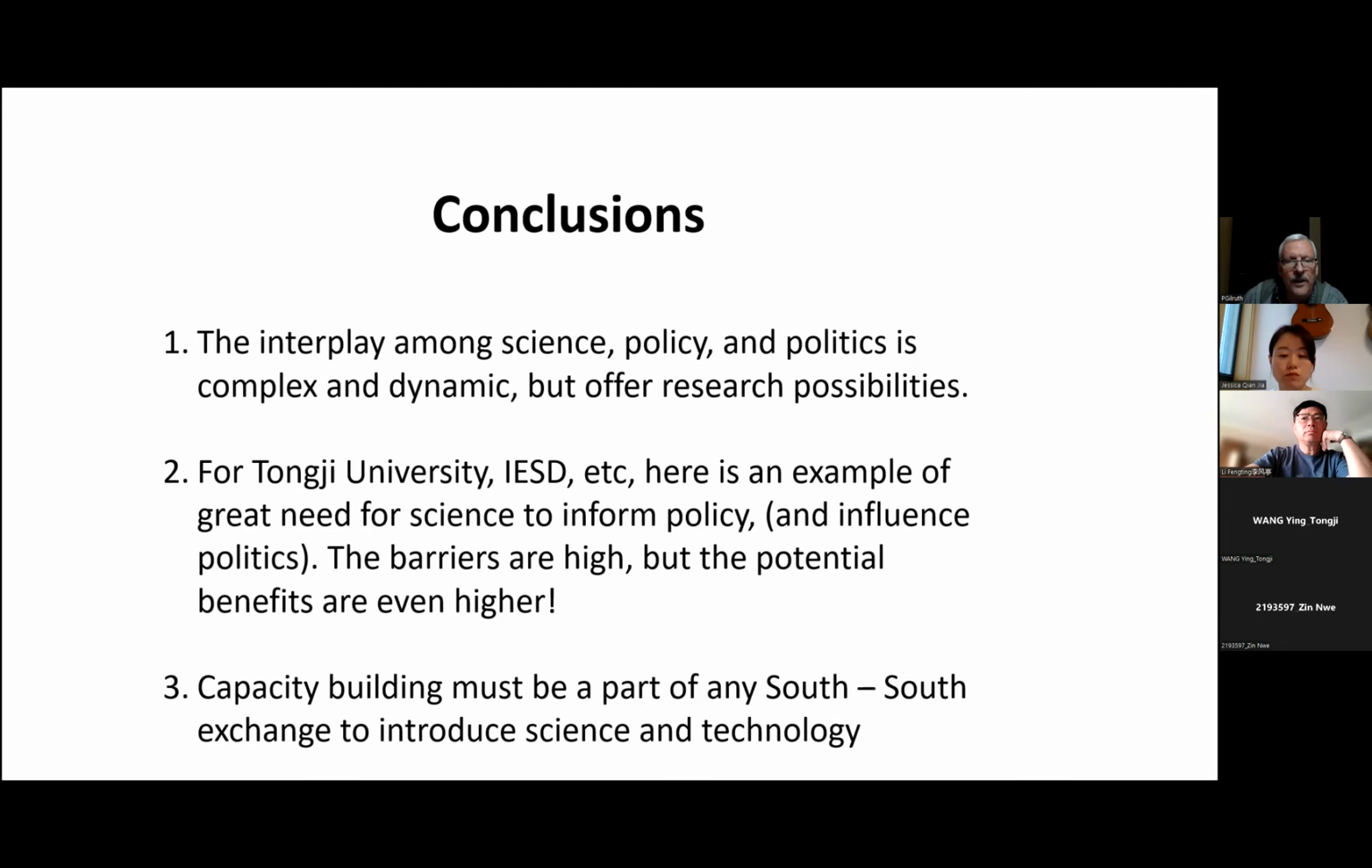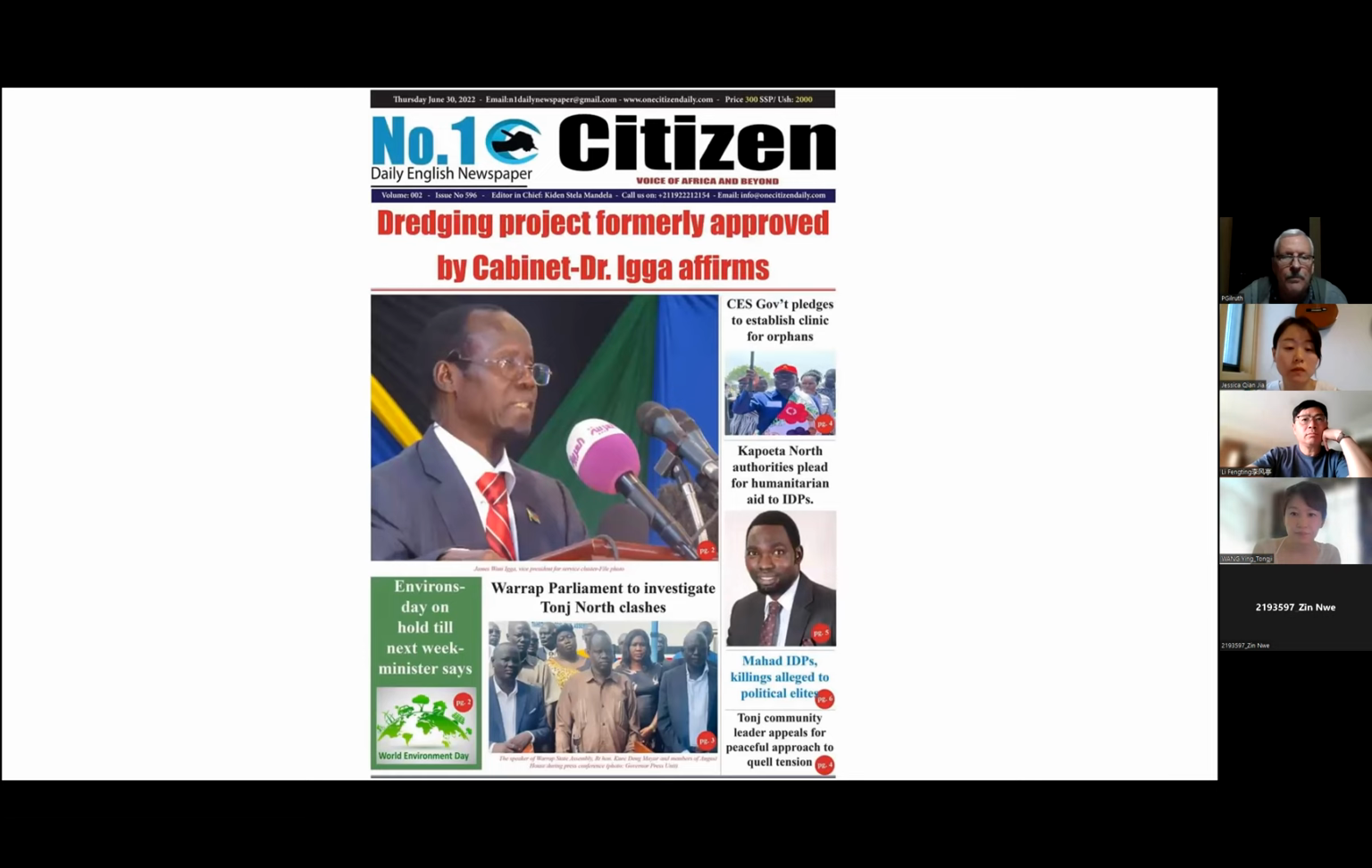Now to finish, I just wanted to make the tie back to politics. Here you're seeing page one of the national English newspaper. This is from, I believe, June 30th, the date is on this one. It says dredging project formally approved by the cabinet. Dredging is not the canal, it's a temporary solution. But still, it's a big issue for the South Sudanese because any dredging project would change the environment. So this is page one on June 30th.